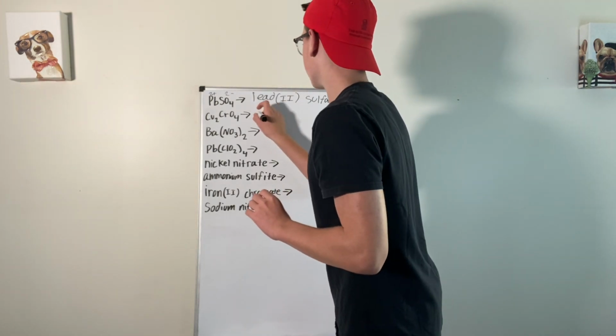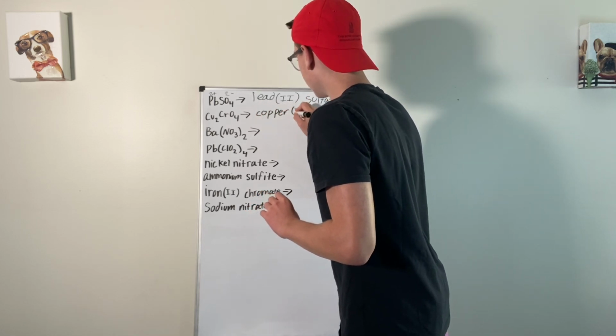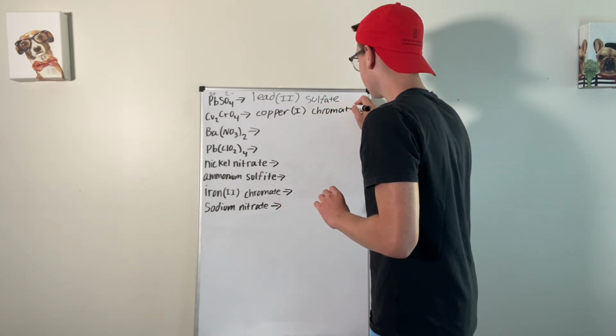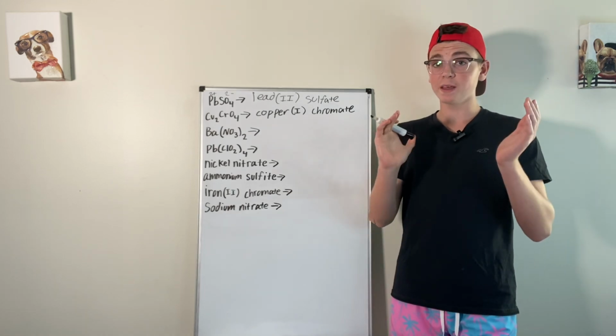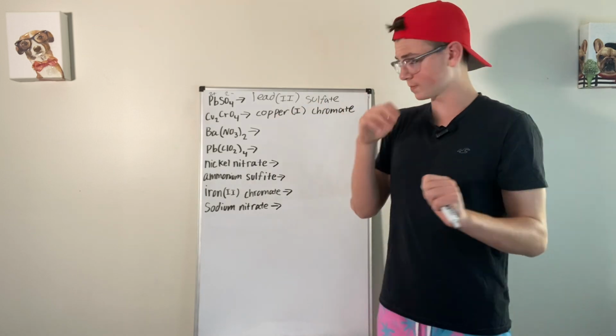So we'll just say copper 1 chromate. All right. Then Ba parentheses is important because this will dictate charge.